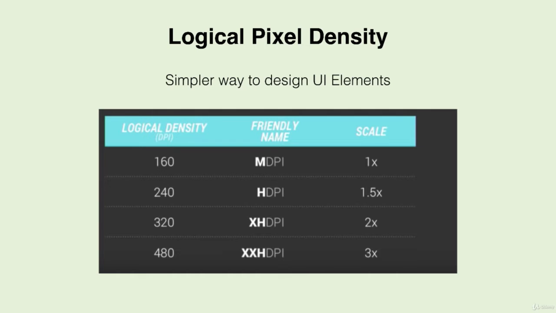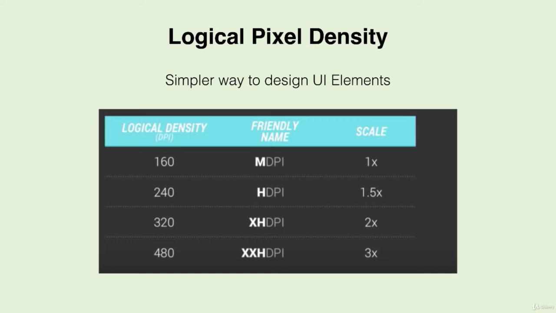So for instance, here you have a logical density of 160 DPI. A friendly name would be MDPI, medium DPI, and the scale is going to be 1. If we go up, it's going to be 240 logical density. That's high DPI, 1.5 times the first one. And we move to 320 DPI. That would be XHDPI, and 480, of course, is double XHDPI, and that's 3 times the scale. So that is what you will be seeing.